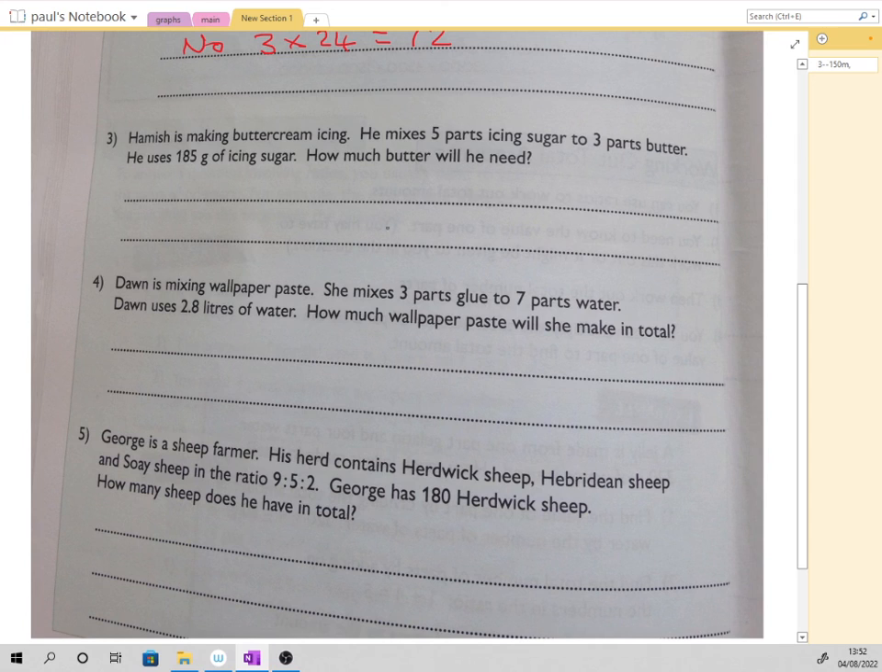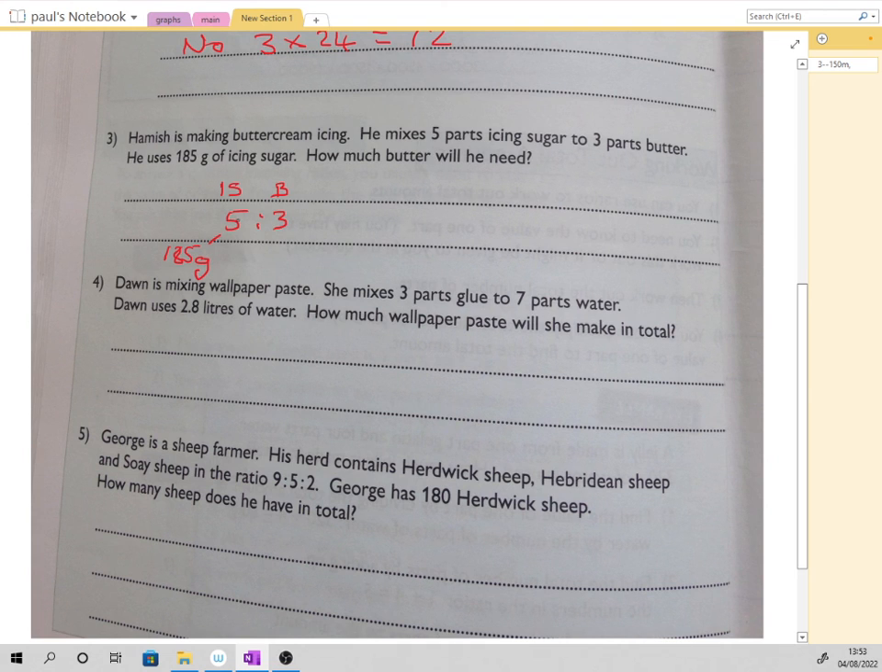Right. Hamish is making buttercream icing. He mixes 5 parts icing sugar to 3 parts butter. He uses 185 grams of icing sugar. How much butter will he need? So this is one of those ones where you know one side and you've got to find out the other side. So we'll call it icing sugar to butter is in the ratio of 5 to 3. And 185 of icing sugar, so that's 185 grams on that side.